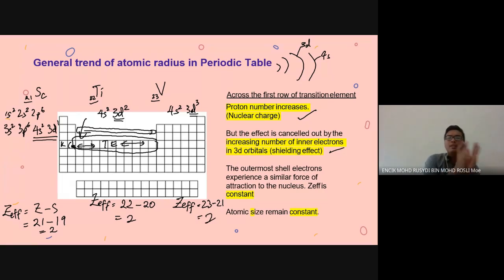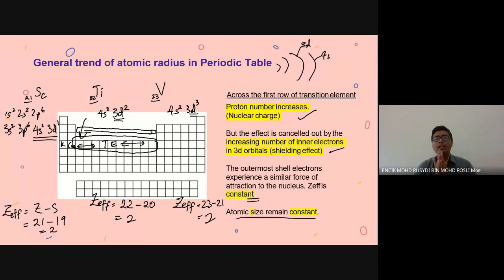Okay. So kalau kita tengok kat sini, dia punya ZEF adalah sama bagi setiap satu elemen in the first row of transition element. So therefore, dia punya outermost shell electron which is at 4s experience a similar force of attraction to the nucleus. Because the ZEF is constant, disebabkan ZEF dia constant, that's why the atomic size across the first row of transition element remains constant.